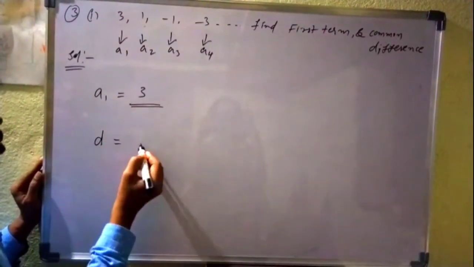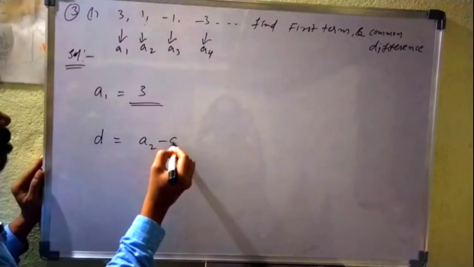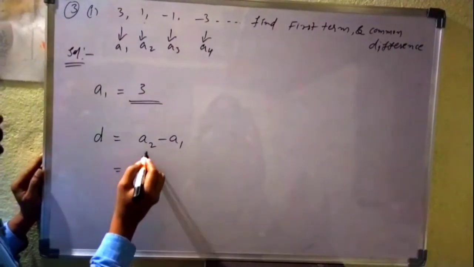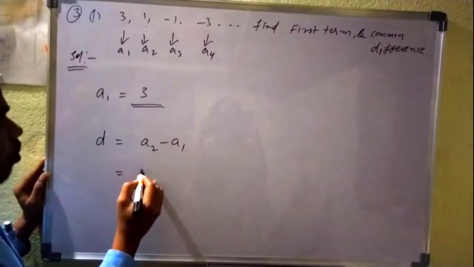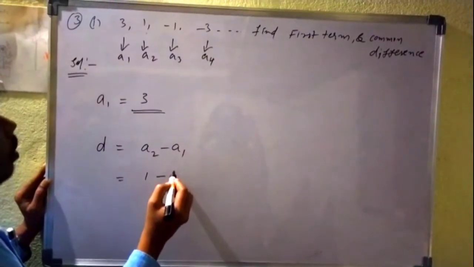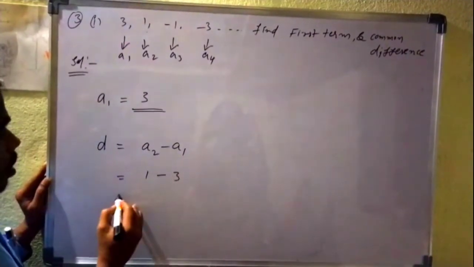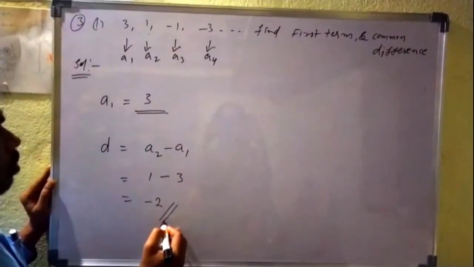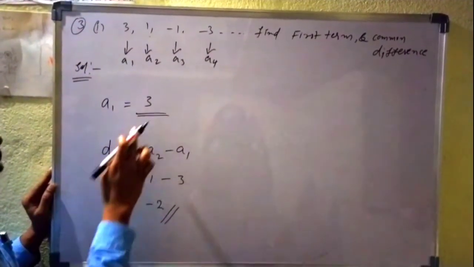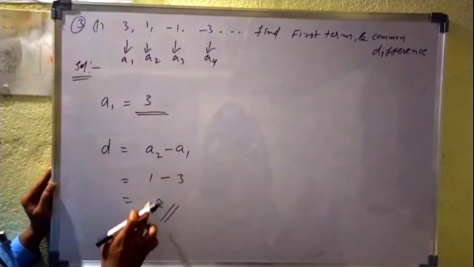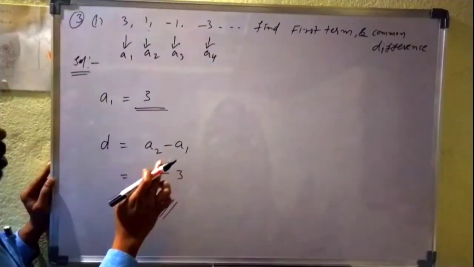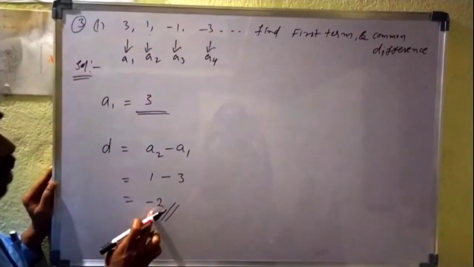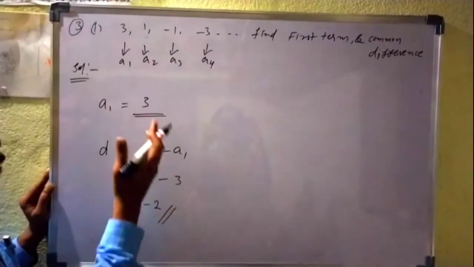Now common difference means what? D is equal to A2 minus A1. So A2 is equal to 1, minus A1, which is 3. So 1 minus 3 is equal to minus 2. So A1 is equal to 3, the first term. Common difference is A2 minus A1, so the subtraction is equal to minus 2. So this is the answer.